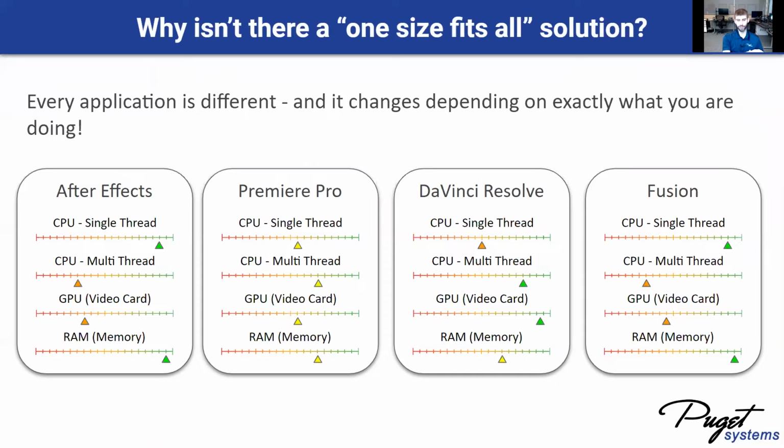This is a very not scientific chart that I threw together a couple months ago, but just to show you that After Effects here on the left prioritizes a CPU with really good single-threaded performance. Multi-thread is not a big deal. GPU is not as big of a deal, but you want a lot of RAM, and that's counter to something like Premiere Pro, where you want a CPU that's fairly balanced. GPU is more important. You don't need as much RAM. So again, it comes down to what applications are you using and how do you balance it. And today we're just going to be talking about After Effects in its own little bucket.